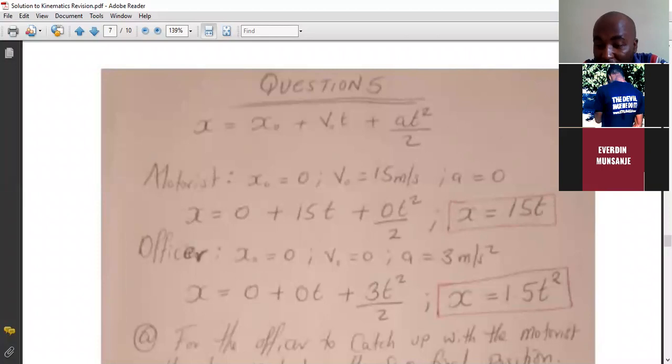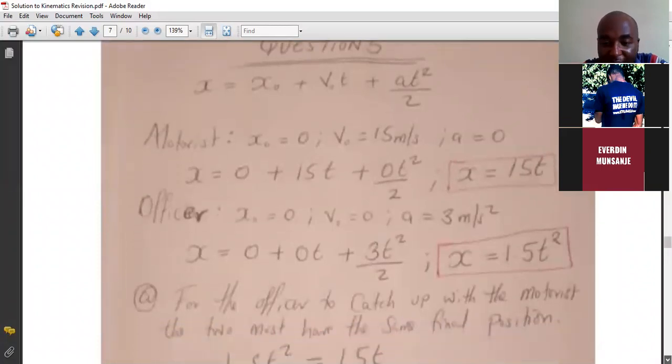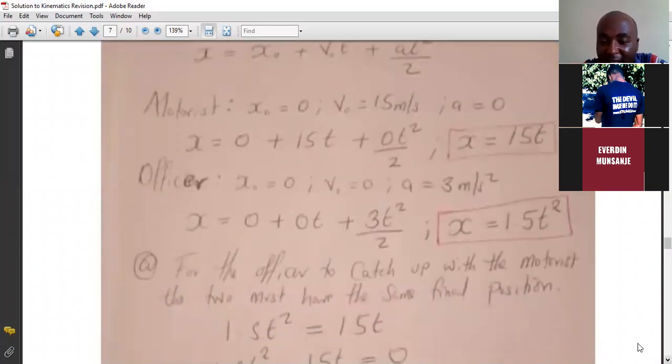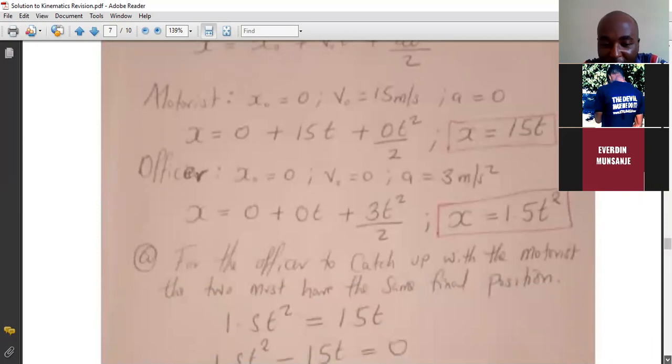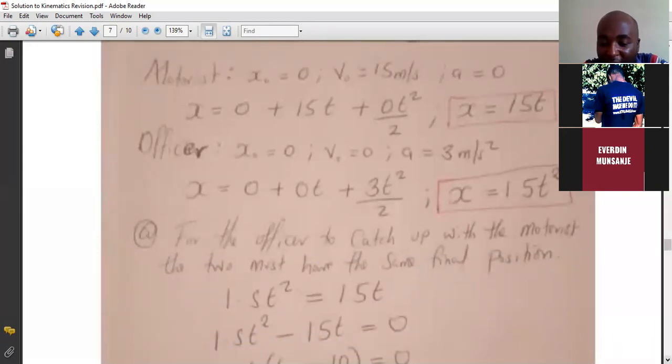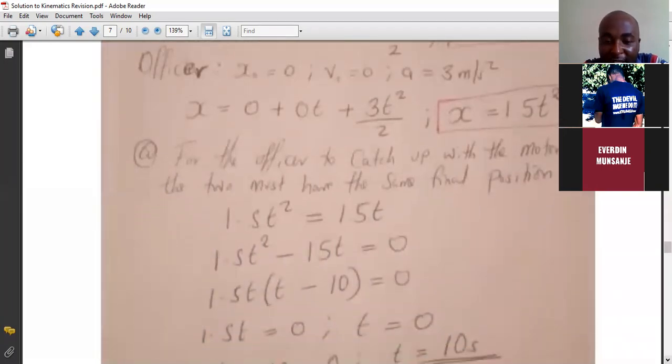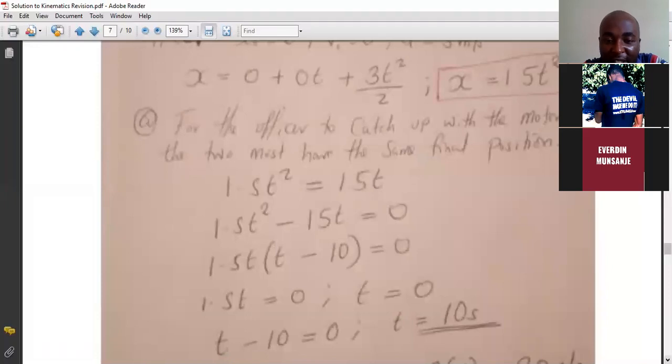Then you equate these two. For them to catch up, you equate the positions. So 1.5t squared is equal to 15t. So you have 1.5t squared minus 15t equals 0. Factorizing, 1.5t times the bracket t minus 10 equals 0.